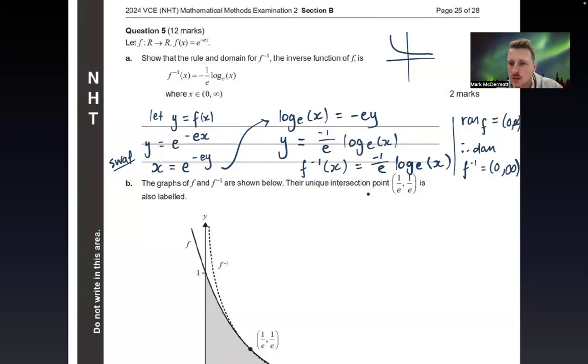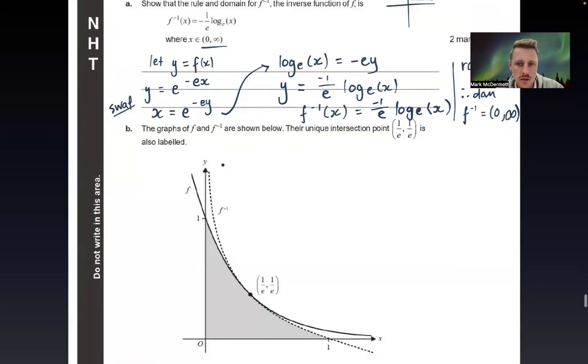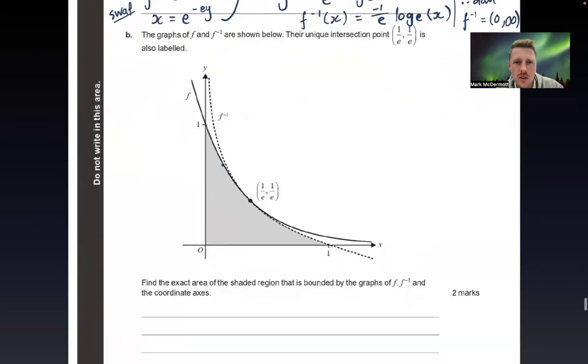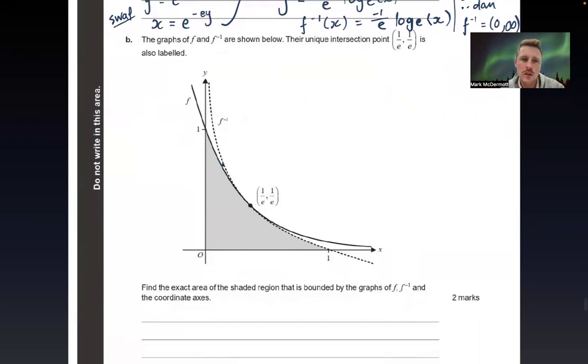I'm not sure. Hopefully that's enough explanation. Because the range of f is 0 to infinity, so the domain of f inverse is 0 to infinity. So I think that's hopefully enough. Well, that's the idea anyway. Graphs of f and f inverse are shown. The unique intersection point is also labeled. Find the exact area of the shaded region that's bounded by the graph of f inverse and the coordinate axes.